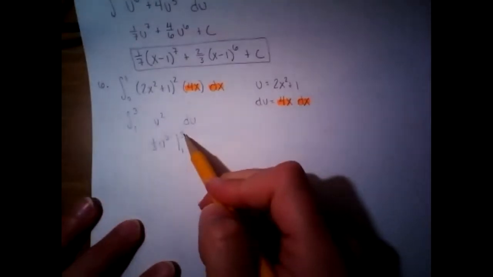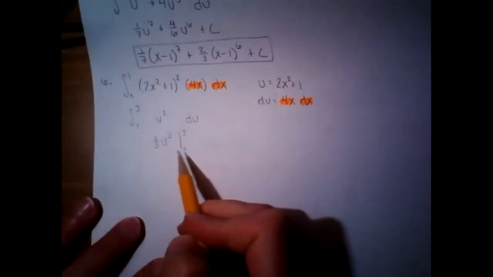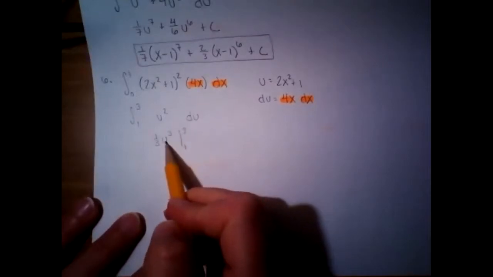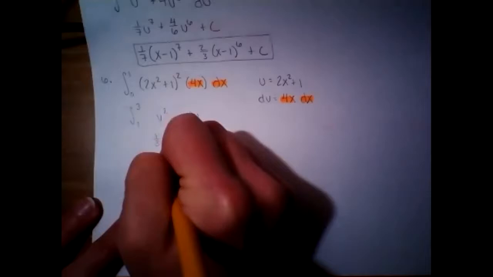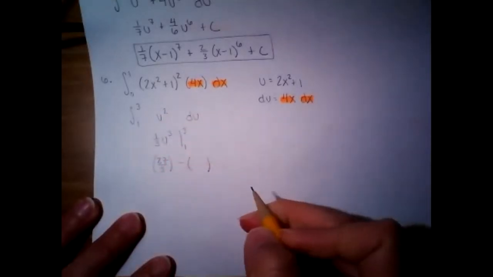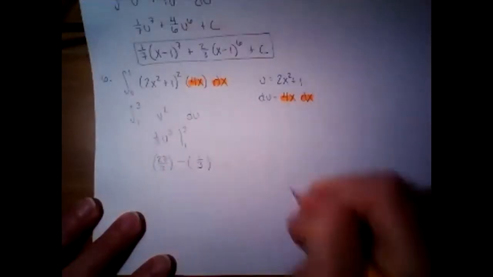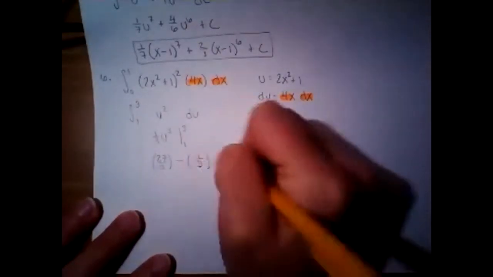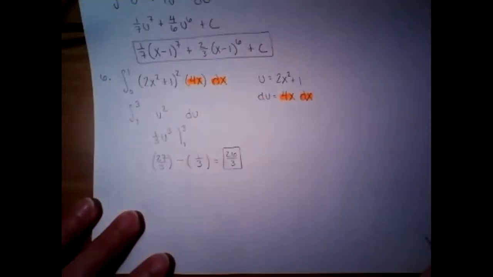All you have to do is upper boundary minus lower boundary. So we're going to plug in the 3, plug in the 1, see what we get. So 3 cubed would be 27 thirds. So that's 27 thirds. That's our upper boundary. Minus lower boundary. If you plug in 1, you're going to get 1/3. And so your final answer to the whole thing is 26 thirds.